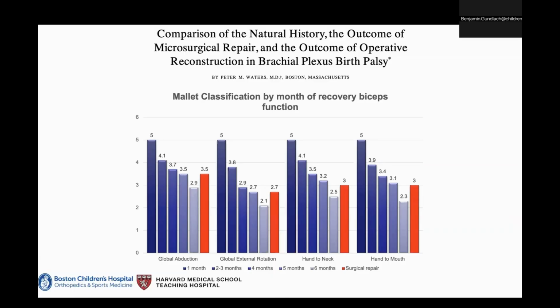And what Dr. Waters found is that children that recovered elbow flexion within the first month of life went on to have near normal shoulder function, with Mallet of 5 in all major categories. But what we can see here is that even children that recovered elbow flexion within 2 or 3 months of life ultimately went on to have greater shoulder function than a cohort of patients that were reconstructed surgically. However, we also see here that they do not have normal shoulder function.